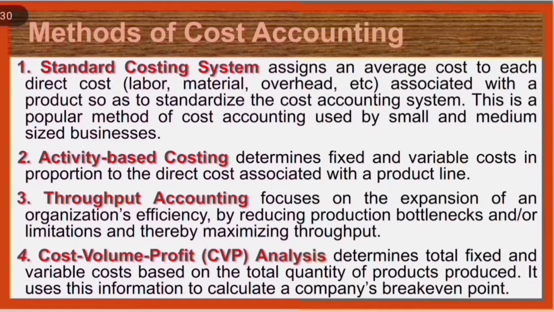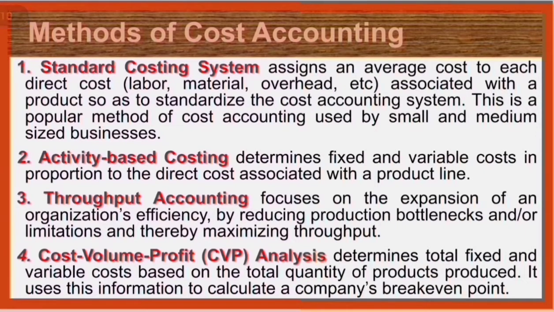This is a popular method of cost accounting used by small and medium-sized businesses. Number 2, activity-based costing. Activity-based costing determines fixed and variable cost in proportion to the direct cost associated with a product line. Number 3, throughput accounting. Throughput accounting focuses on the expansion of an organization's efficiency by reducing production bottlenecks and limitations and thereby maximizing throughput.